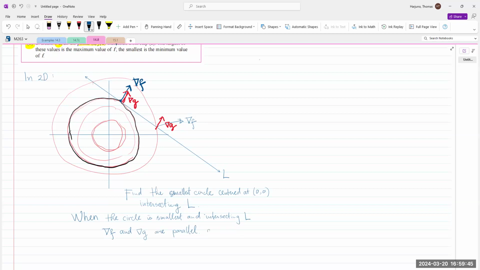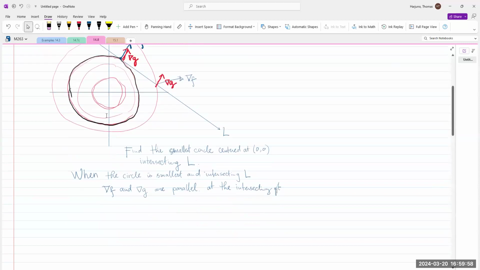At that point, at the intersecting point. Okay. Now, in other words, the gradient of F at that coordinate, let's call that coordinate AB, is parallel to the gradient of G at that coordinate AB. Or in other words, the gradient of F at coordinate AB is equal to some scalar multiple of the gradient of the constraint at coordinate AB.